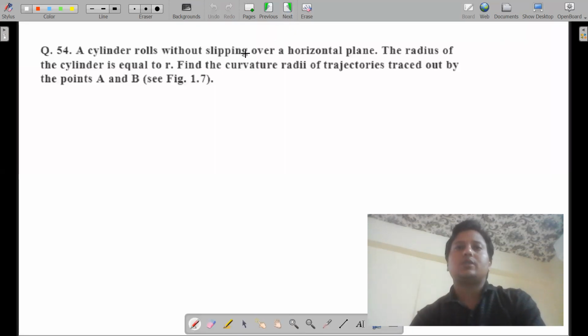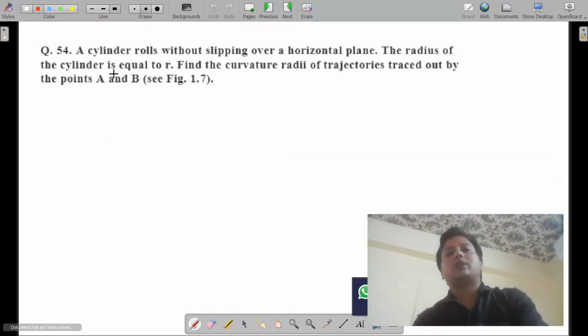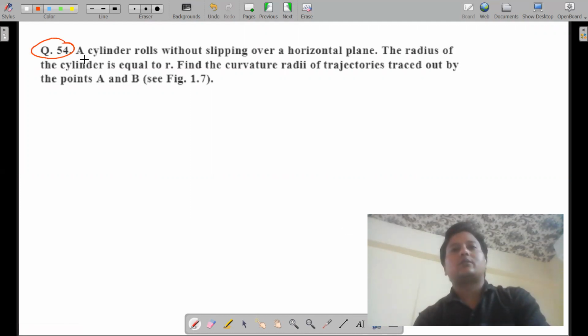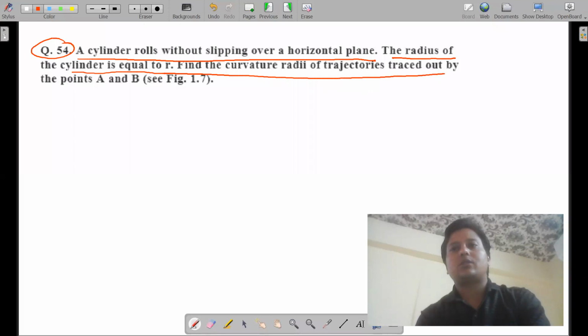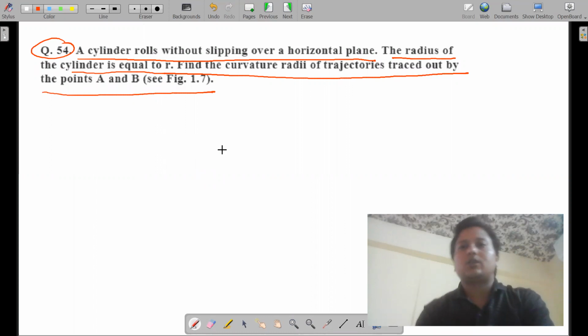In the next question, question number 54, it is given that a cylinder rolls without slipping over a horizontal plane. As there is a case of rolling, the radius of the cylinder is equal to r. Find the curvature radii traced out by the points. Here there is also a diagram given.